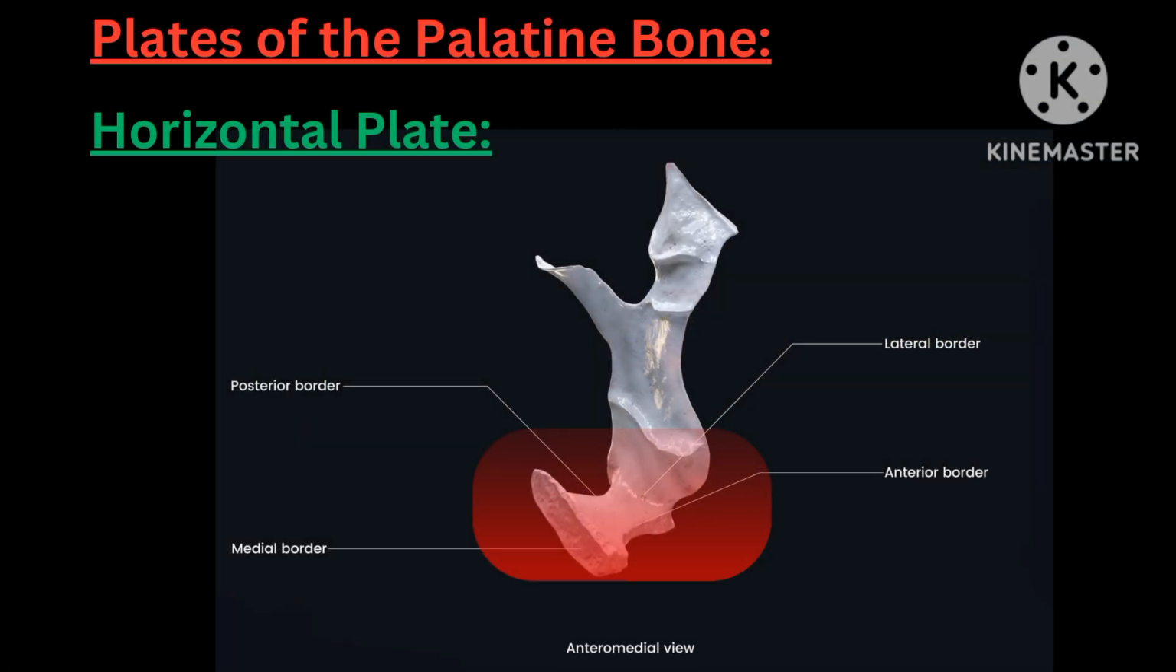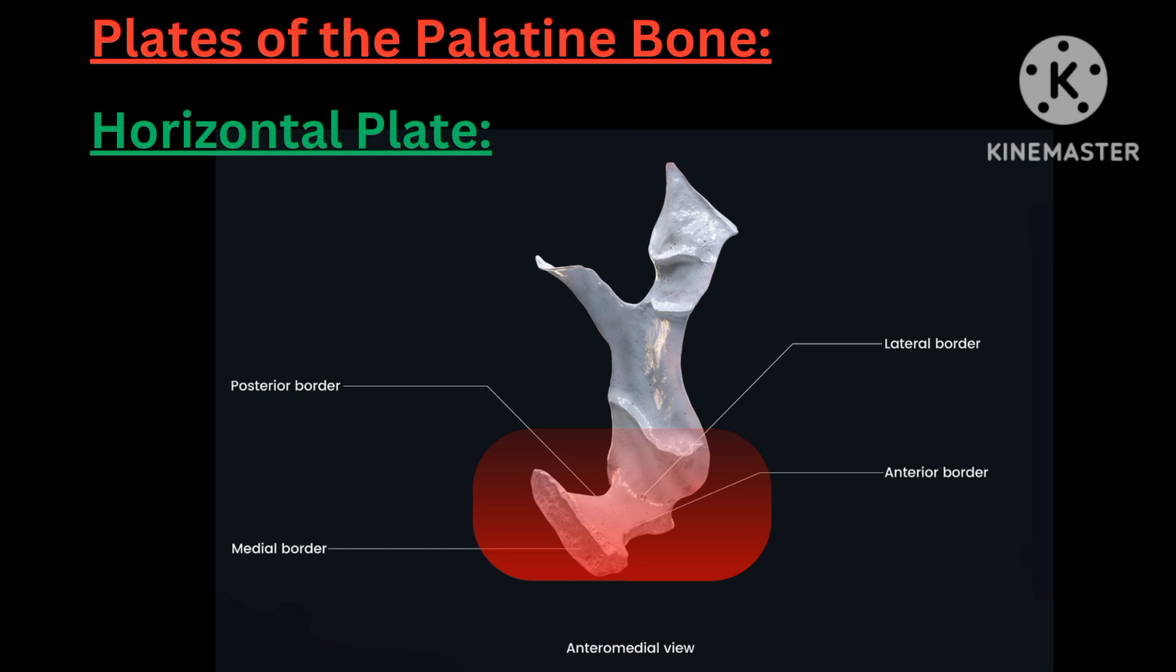Plates of the palatine bone. Here is the horizontal plate shown in the red box. It is the horizontal part of the palatine bone that forms the posterior portion of both the hard palate and the floor of the nasal cavity. Here it shows its 4 borders.